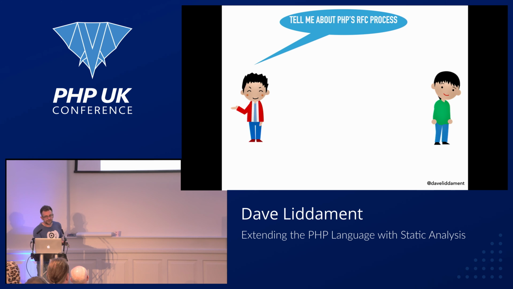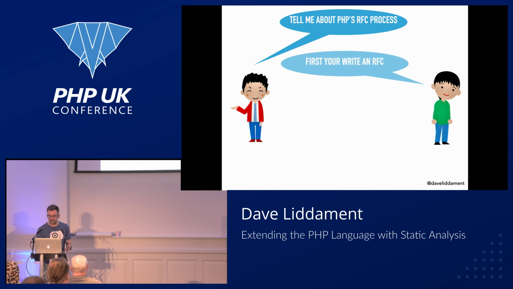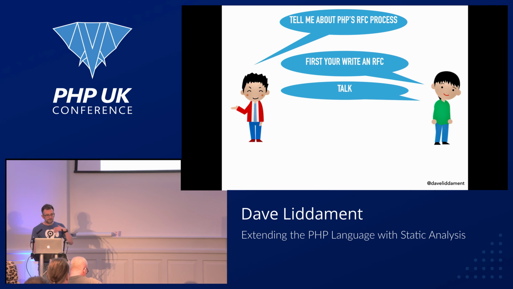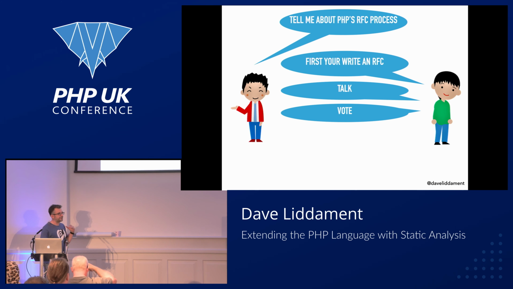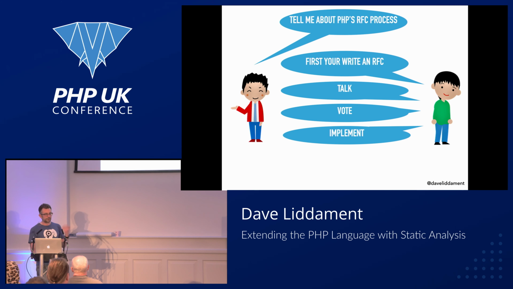Okay, so the RFC process. PHP is open source, so anyone can contribute, and the way we contribute to get new features is we create something called an RFC, a request for comments. It's got a very specific format. You have your idea, you first write your RFC, then you have a polite bit of chit-chat with all the people on PHP internals, then you have a vote, and if 2/3 of the people who are eligible to vote think this is a good idea, it will get implemented, and then eventually it ends up in the language.